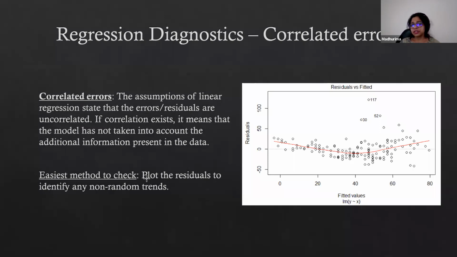So the easiest method to check that would be just to plot the residuals and see if there is any trend or not. Like this red line here is kind of trying to see if there is any relation like that, but I don't think there is, because the more random these residuals are distributed, the better it is. So you want your residuals to be randomly distributed. So we have to be very careful about correlated errors.